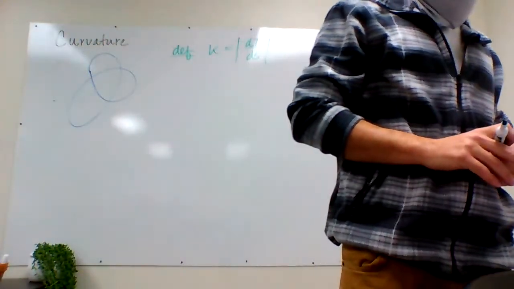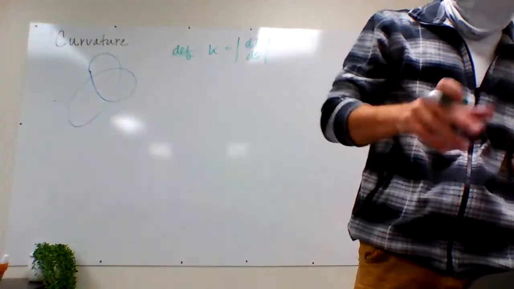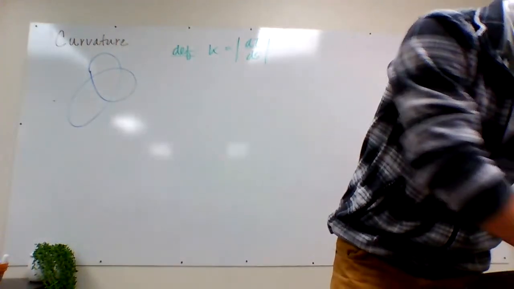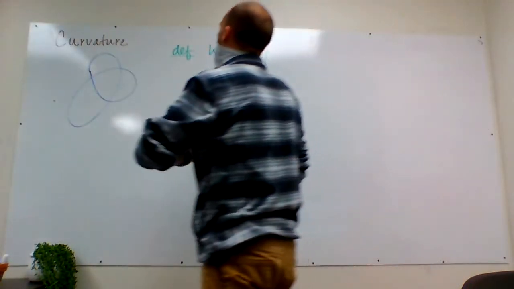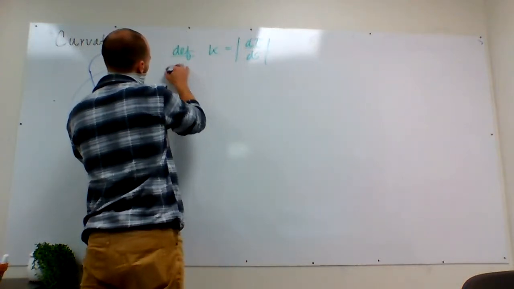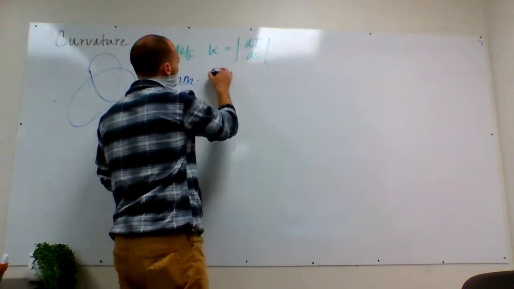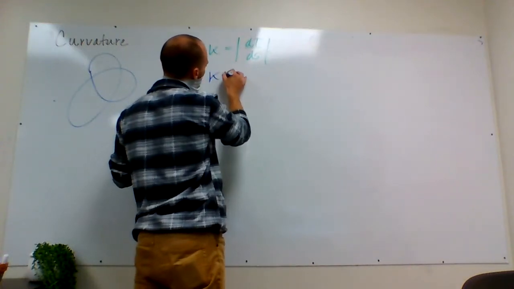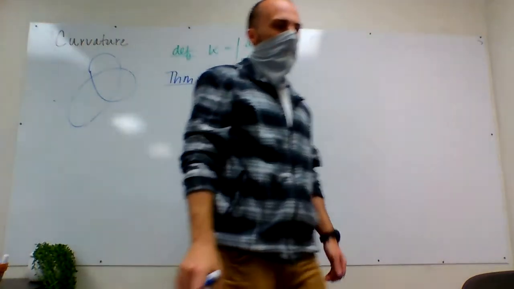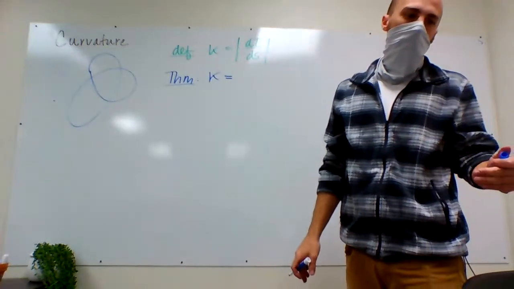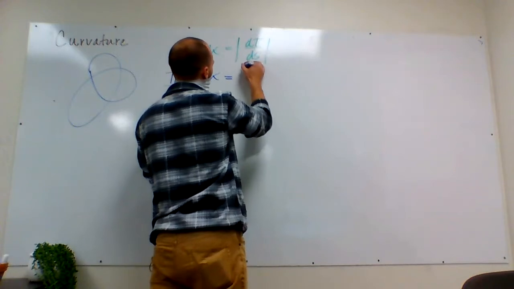But basically, this is the definition, and this is what makes sense. And from that, you can derive this. This is going to be a theorem, and I'm not going to prove it for you, but I'm going to give you the formula for curvature. So curvature is equal to the length of the derivative of T divided by the length of the derivative of r, the ratio of their lengths.